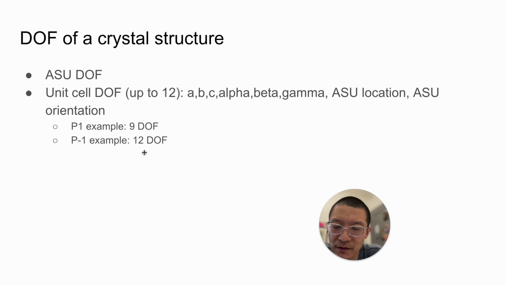Okay. Let's also go through the P-1 example. Now you will have 12 degrees of freedom. So besides the ABC vectors, just like the P1 example, you will also specify where the inversion center is. You have to specify the one that's within the unit cell. So that will give another 3 degrees of freedom. So in total there are 12.